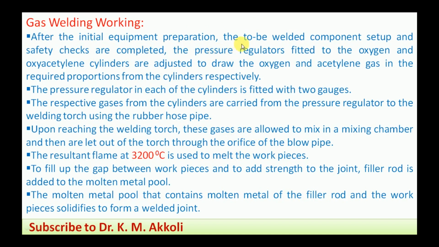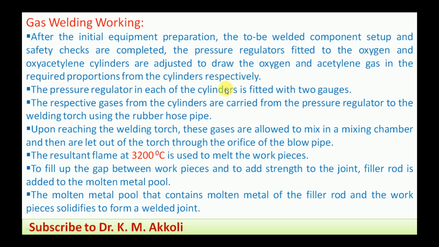After the initial equipment preparation, the setup of the component to be welded and the safety checks are completed, the pressure regulators fitted to the oxygen and acetylene cylinders are adjusted to draw the oxygen and acetylene gas in the required proportions from the cylinders respectively. The initial preparation means the component setup, which should be cleaned and properly set for joining, and the safety checks, where the flow and leakages are to be checked. The pressure regulators regulate the pressure to the torch, and are adjusted in order to supply the required proportion of oxygen and acetylene to the torch.